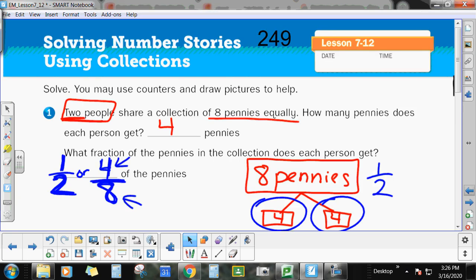Maybe you could come up with some problems about your family. You know, I have 4 people in my family, and 3 of them are boys. What fraction of my family are boys, or something like that. Okay, so go ahead and come up with some fraction number stories on your own and kind of practice with that.